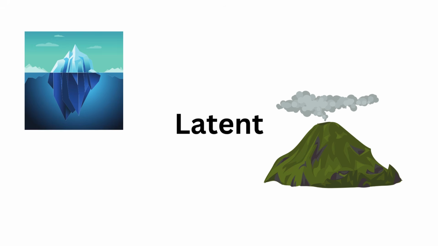Next word is latent. So this means to not be active or visible. So this is not visible down here. That's part of the iceberg. Or the lava here, it's not active, but it's here, but you cannot see it. It's present. The lava is present, but it's not active nor visible.